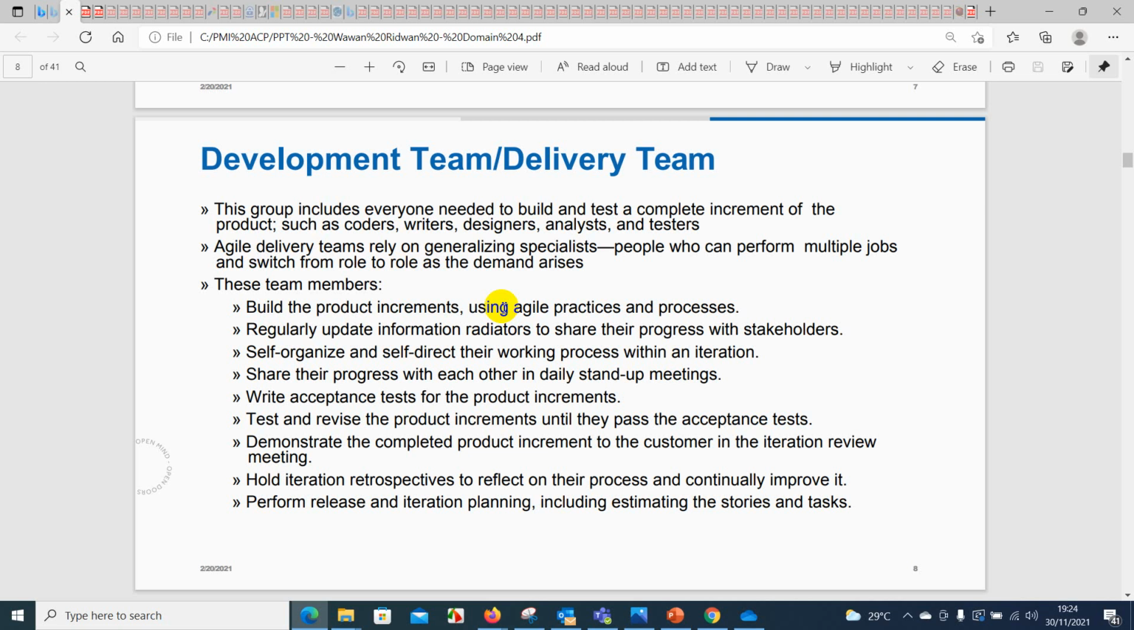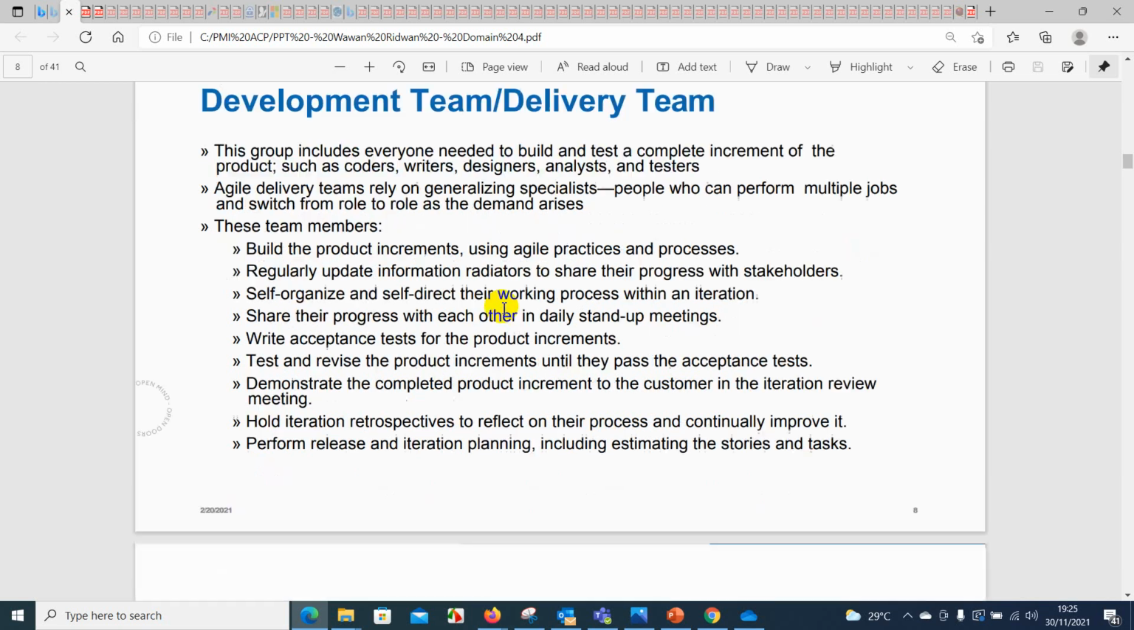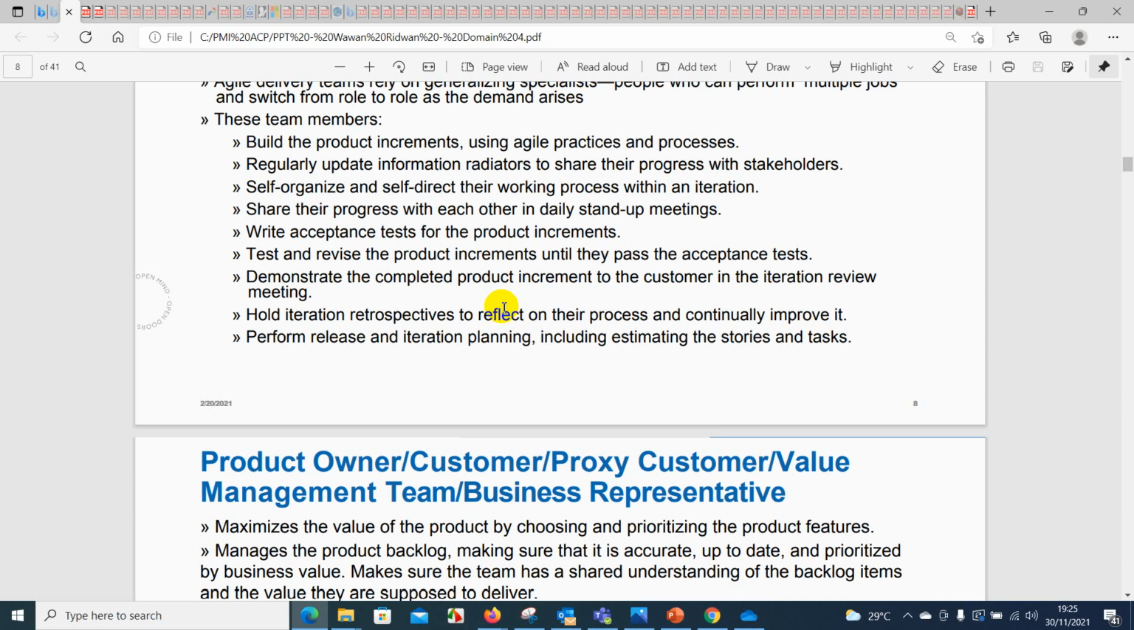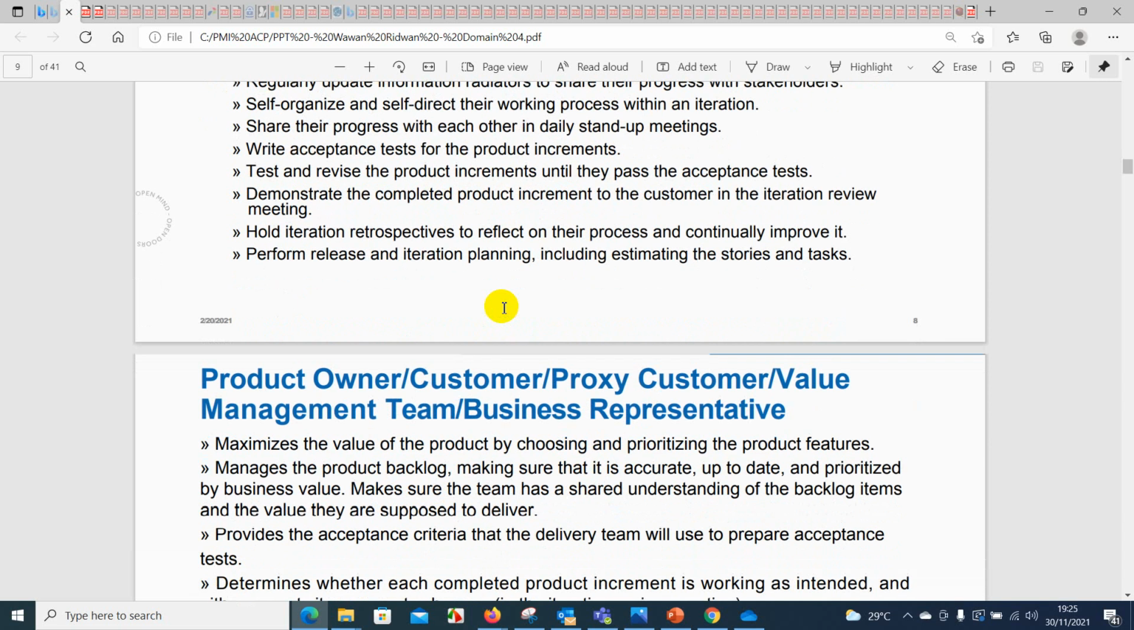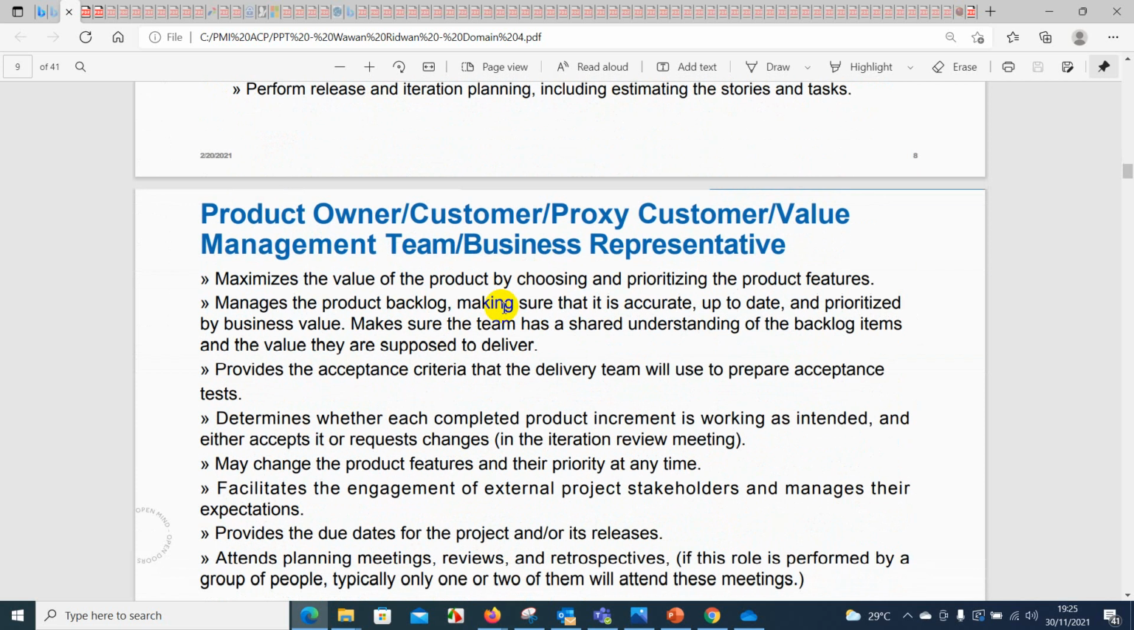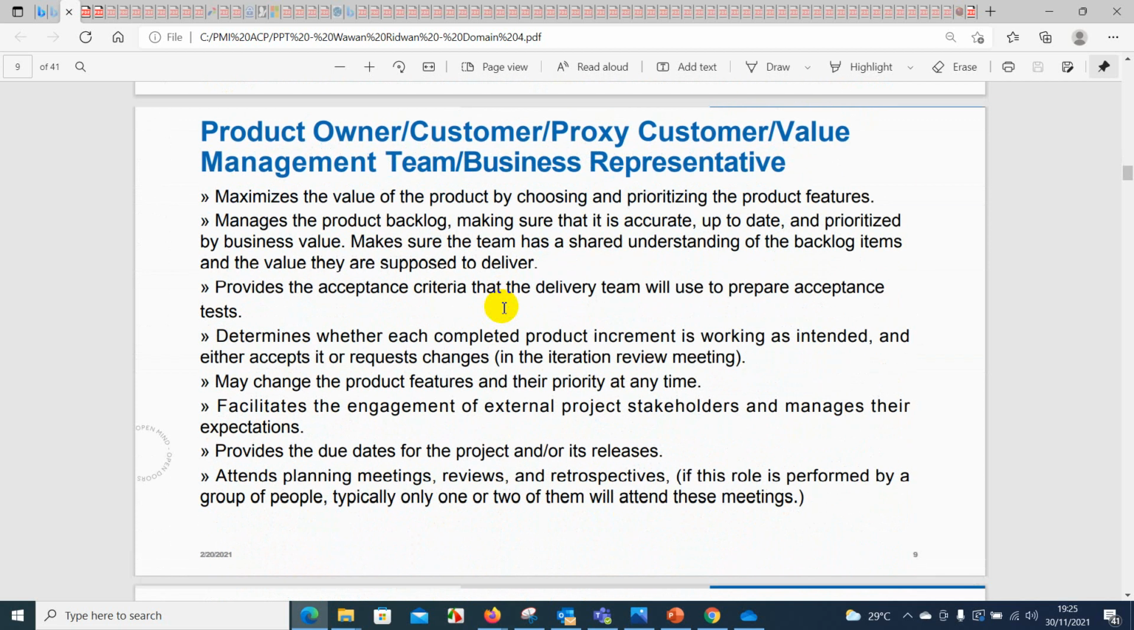write acceptance tests for the product increments, test and revise the product increments until they pass the acceptance tests, demonstrate the complete product increment to the customer in the iteration review meeting, hold iteration retrospectives to reflect on their process and continually improve it, perform release and iteration planning, including estimating the stories and tasks. Okay, product owner, customers, proxy customer, value management team, business representative, nah itu sama itu ya.